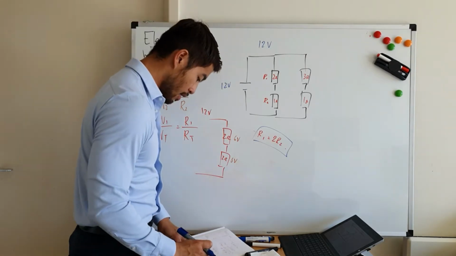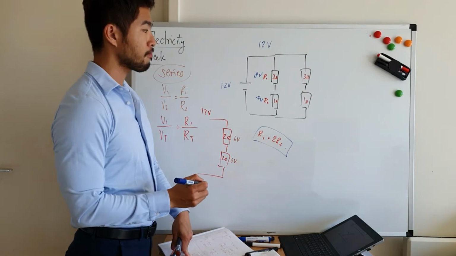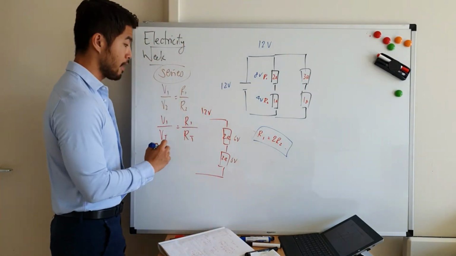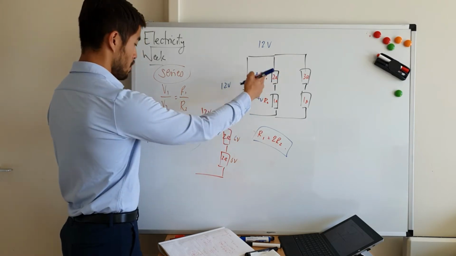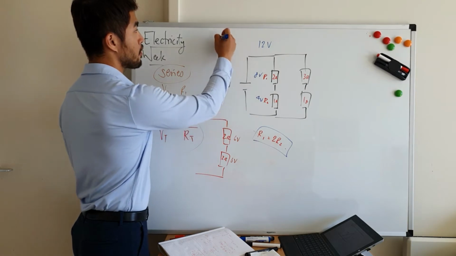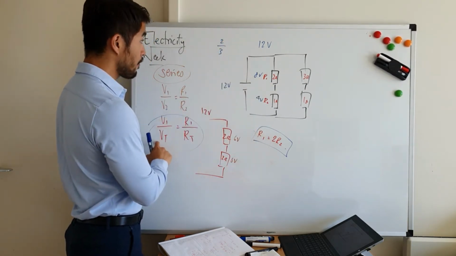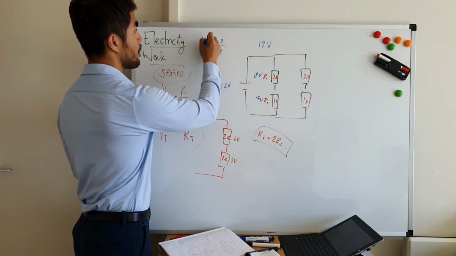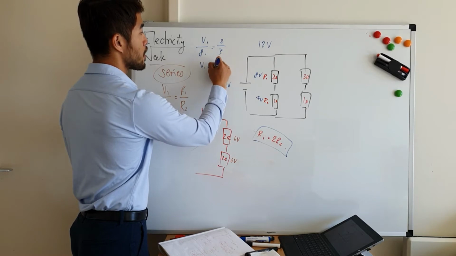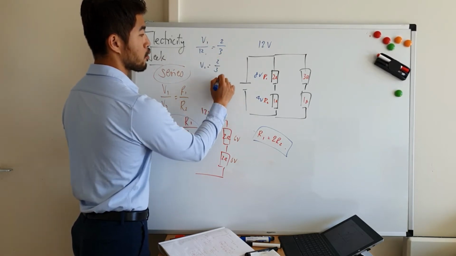So actually, it is going to be 4 volts and 8 volts. If you don't like this, that's completely fine. If you can't comprehend this, it's completely fine. Use this: V1 over V total equals R1 over R total. Let me do R1 first. R1 is 2, R total is 3. So V1 over V total, I'm trying to find V1. V total is 8. So V1 must be 2 over 3. Sorry, V total is 12 because each branch has 12 volts.